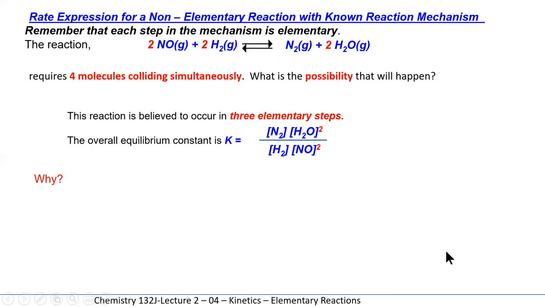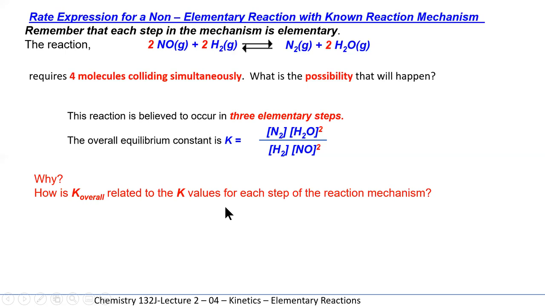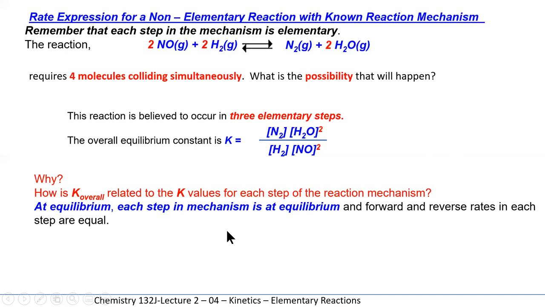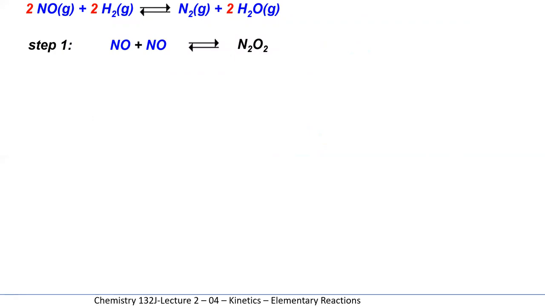So now the overall K is related to the K values for each step in the mechanism. So let's take a look here. At equilibrium, each step in the mechanism is at equilibrium, and forward and reverse rates are also equal. So let's take a closer look at this particular equilibrium. In the first step, two NO molecules collide. They make an intermediate of N2O2, dinitrogen dioxide. So the K value for the first step would be the concentration of N2O2 divided by the concentration of NO squared.